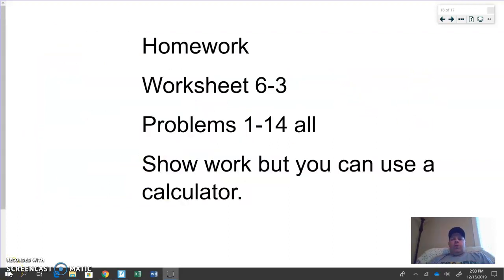Your homework is worksheet 6-3, problems 1 through 14, all. There are problems on both sides of the worksheet. You may use a calculator for your homework, but you must show your work. You must show me the proportions, if you use those, and how you get your answers by cross multiplying. If you use a multiplication property of equality, you must also show me that in order to get your answer. Please be efficient with your time and have a great day.